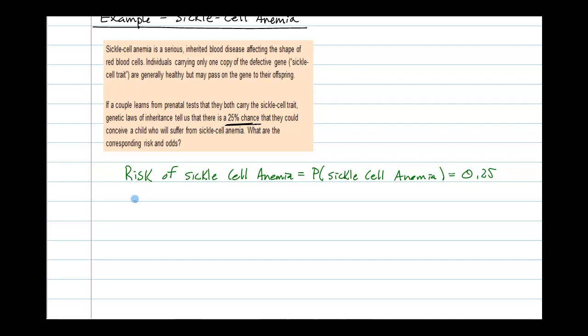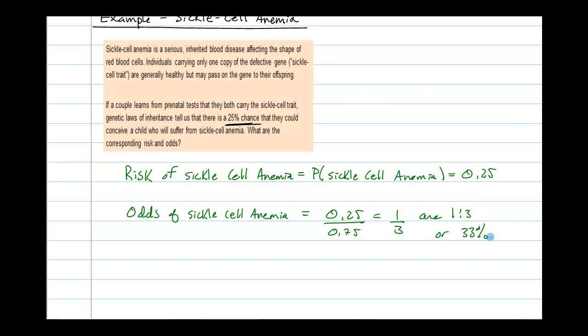Okay, now if we talk about the odds of sickle cell anemia, that would be 25% over its complement of 75%. And if I reduce this fraction, this would be 1 to 3. So the odds in this particular case are 1 to 3, or 33% chance that their child would have the sickle cell anemia. So again, you'll see it written as 1 over 3, or 1 to 3.